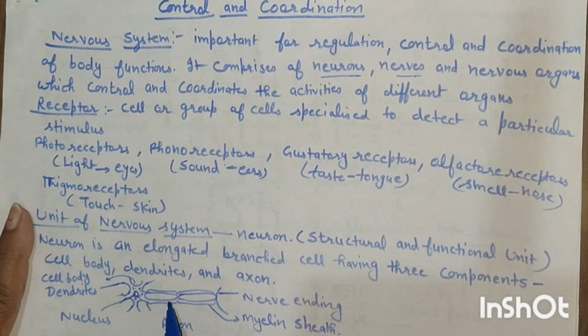Here an elongated structure arises from the cell body. This is called the axon. It ends at the nerve ending. And this axon is covered with a sheath that is called the myelin sheath or myelinated sheath.